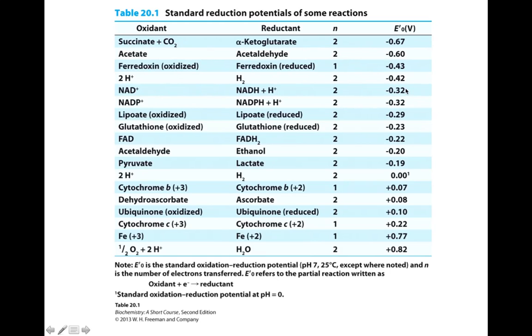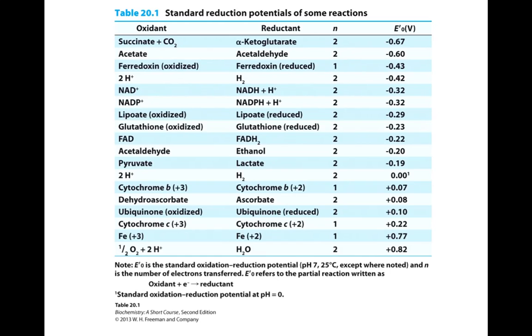Really, we're also going to talk about standard reduction potential, which is the E naught prime, that's this list of values here, and our actual reduction potential. Our standard reduction potential is at a pH of 7 and 25 degrees Celsius. This is the same as when we were talking about delta G and delta G naught prime: one's at standard conditions and one's at actual conditions. The actual reduction potential is just known as E, and it's not at standard conditions.